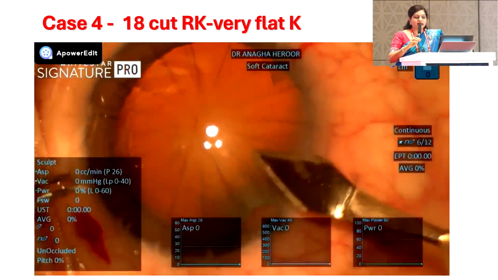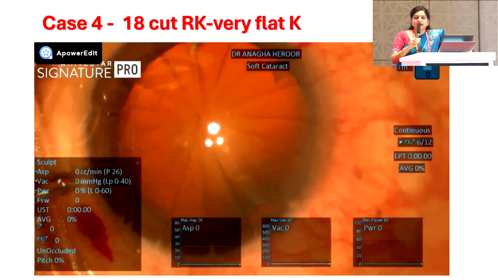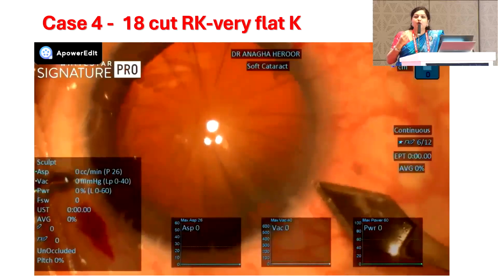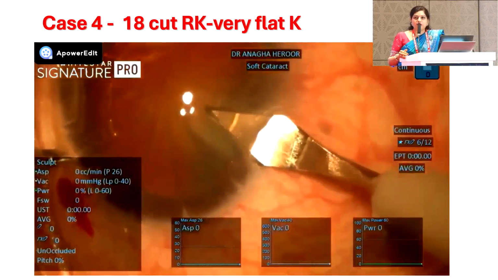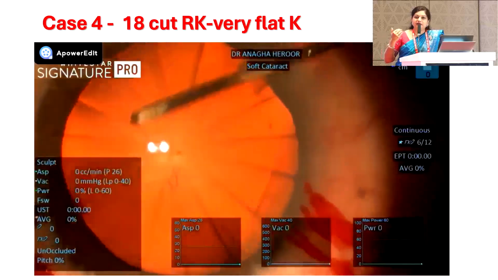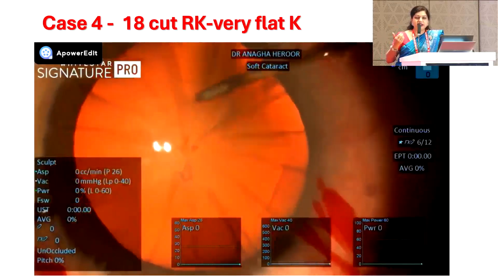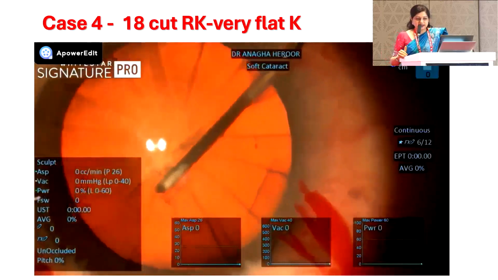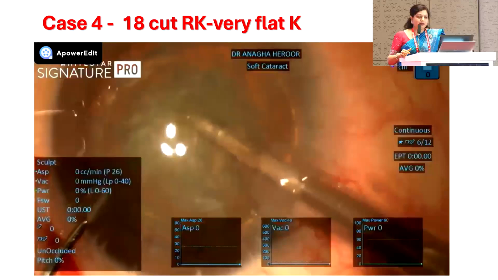Also in these post-RK patients, if you have multiple close cuts, then you can have opening up of these cuts during or at the end of surgery. Now here, the mistake that I'm doing is, first I've taken a 2.8 millimeter incision, it should have been 2.2. And ideally you need to take a slightly scleral incision so that you prevent opening up of the incisions.